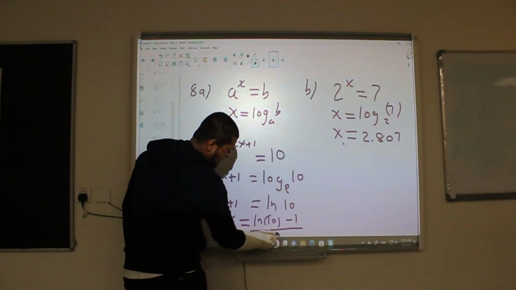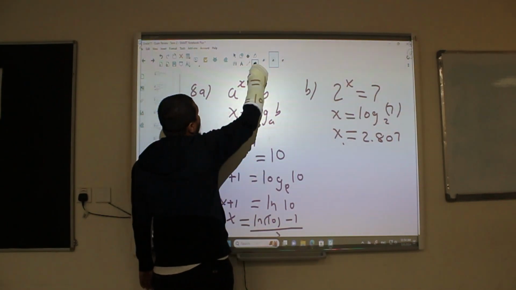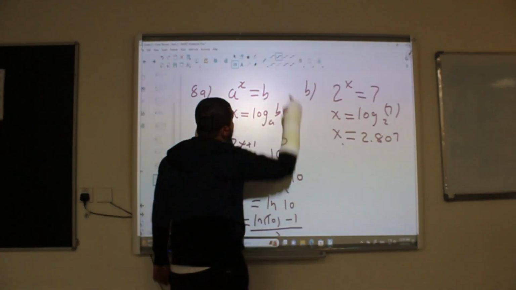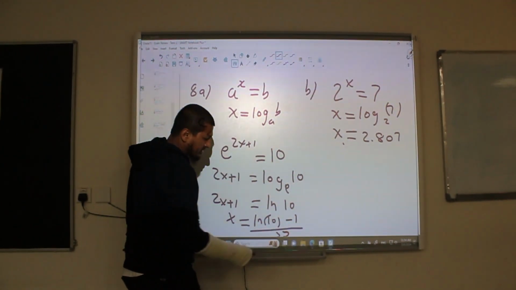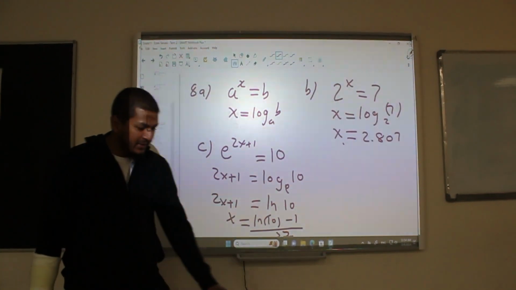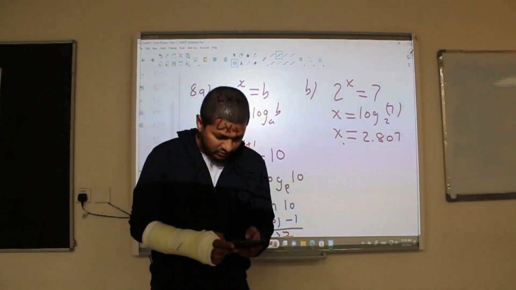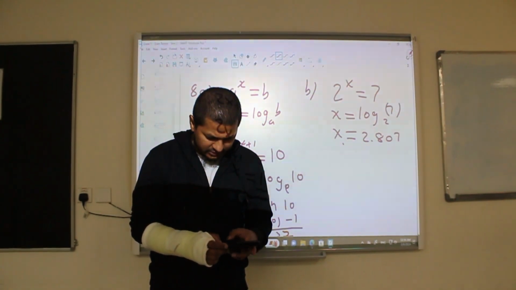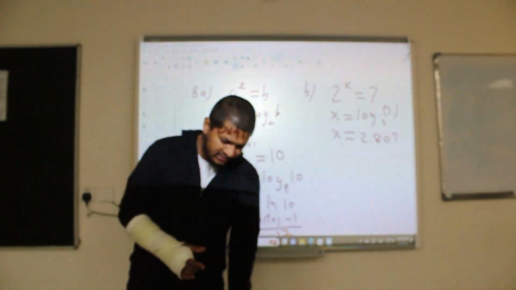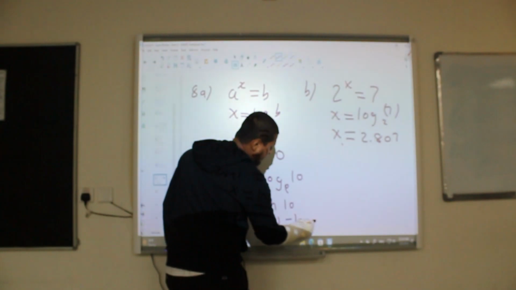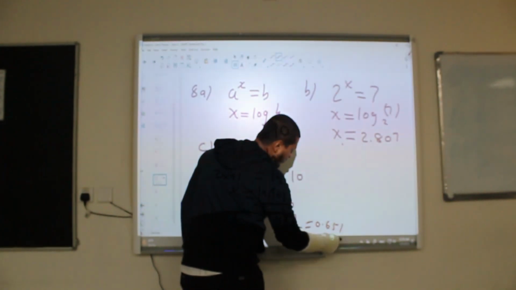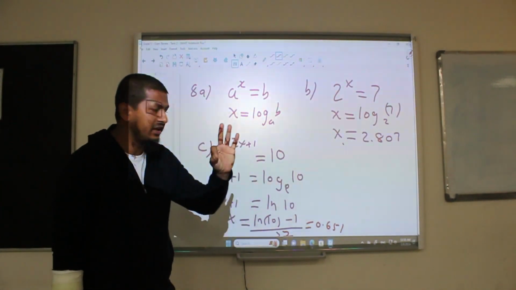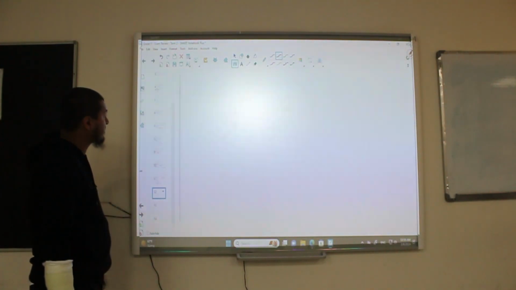So we're basically dividing it by 2. Ln 10 minus 1 divided by 2. If I use my calculator and work it out, I get 0.651. And for the last question, make sure you round off to 3 decimal places, or to the nearest thousandth.